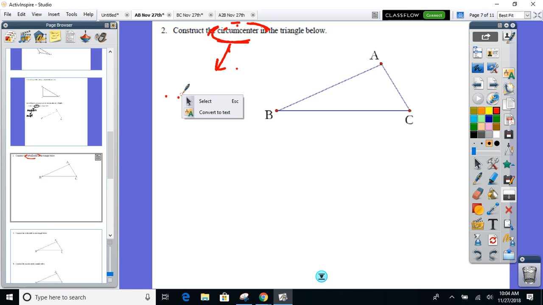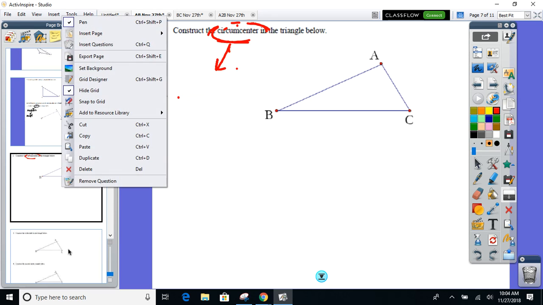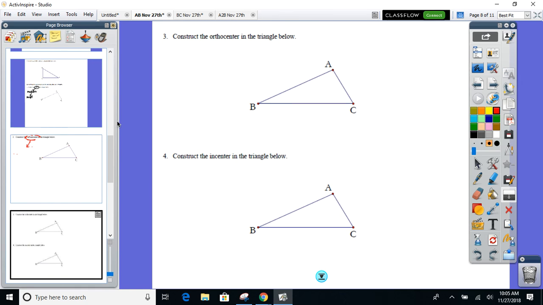Okay, next one. You got the circumcenter. Let's go to orthocenter. Remind me, the orthocenter is the intersection of the what? Altitudes. What do altitudes do? Start at a vertice and does what to the opposite side? Perpendicular. Everyone, let's go. Put your compass on point A.